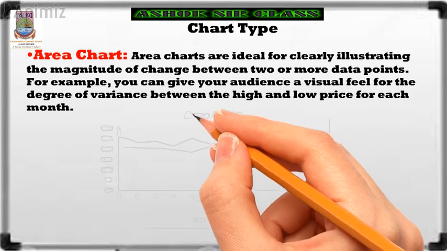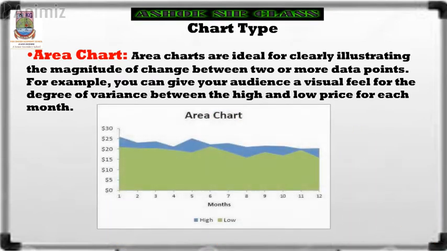Area chart. Area charts are ideal for clearly illustrating the magnitude of change between two or more data points. For example, you can give your audience a visual feel for the degree of variance between the high and low price for each month.